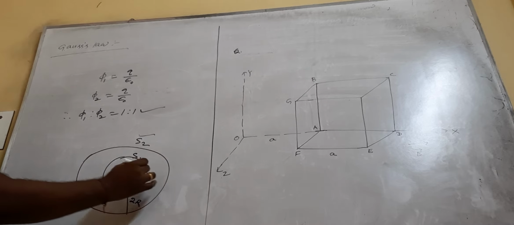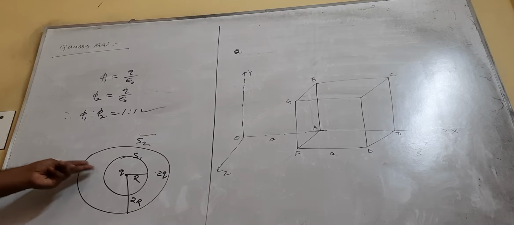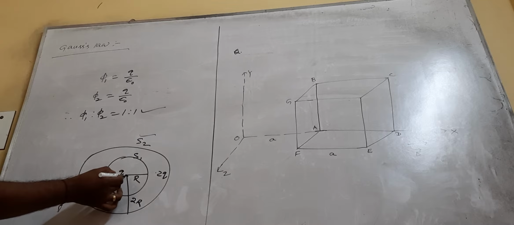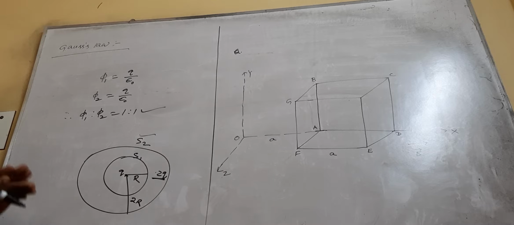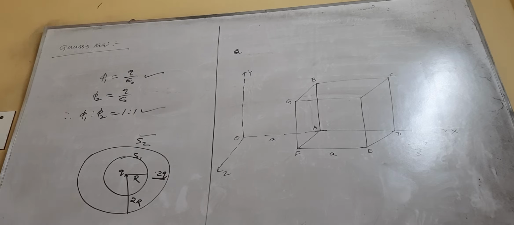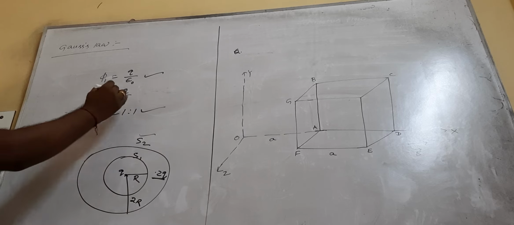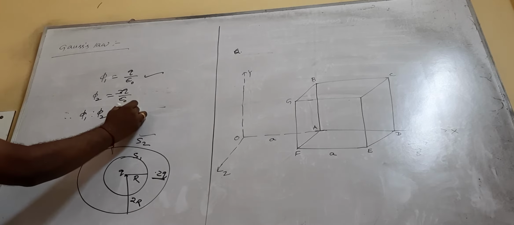If I place a charge 2q outside S1 but inside S2, and the same question is asked, what is the ratio of the electric flux linking with these two spherical surfaces? For S1, the charge enclosed is q. There is no electric flux linking with S1 due to 2q, because 2q is outside S1. So for S1, the electric flux is q by epsilon 0. But for S2, the net charge enclosed is q plus 2q, that is 3q by epsilon 0. Then the ratio is 1 to 3.